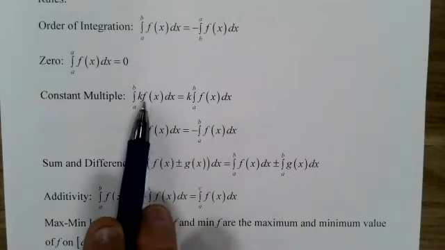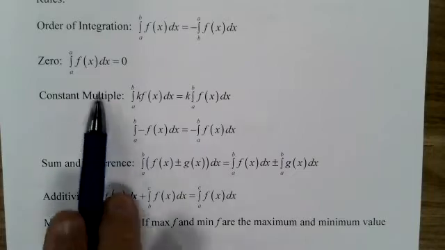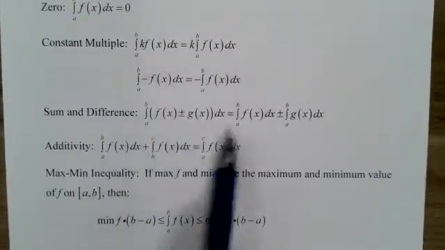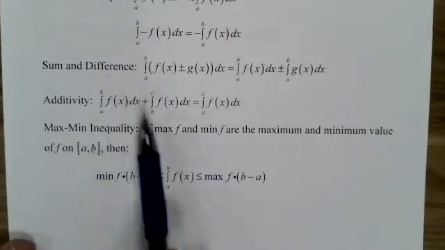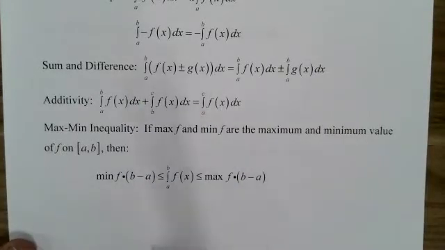I use this technique a fair amount when I'm integrating. I have a K and it's stuffed inside. I throw it out front just to get it out of the way. Throw the negative out front, same thing. Sum and difference, you can break them into 2. We do this all the time. It's not a big deal. And if they go from A to B and B to C, you can break them into A to C. We actually turn this one around a fair amount.